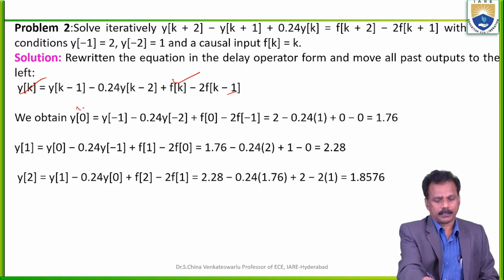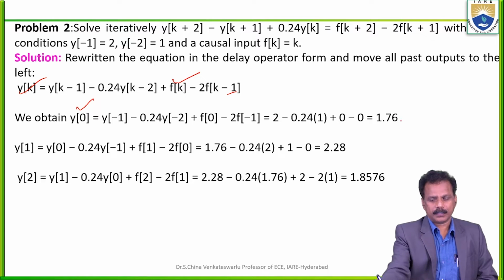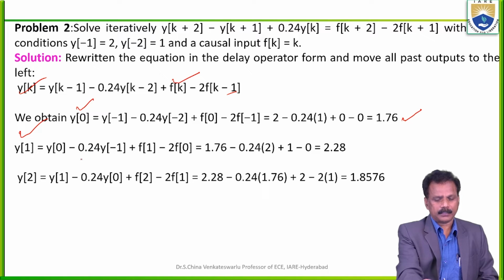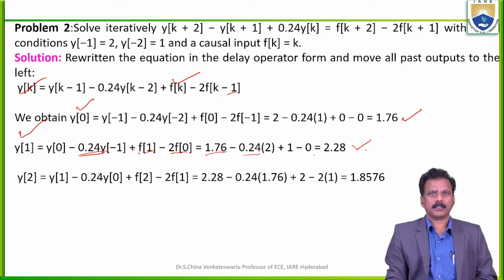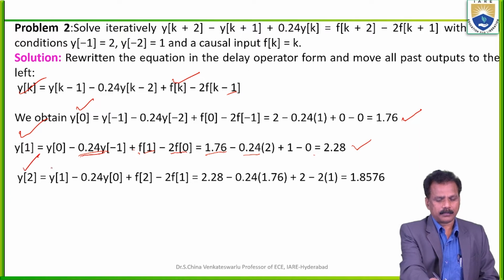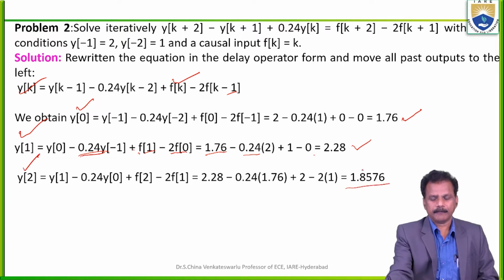We obtain y of 0, which is 1.76. Then y of 1 is equal to y of 0 minus 0.24 y of minus 1 plus f of 1 minus 2 f of 0, which is 1.76 minus 0.24 times 2 plus 1 minus 0, around 2.28. Typically we write out y of 0, y of 1. Then y of 2 follows similar procedures, giving 1.8576.